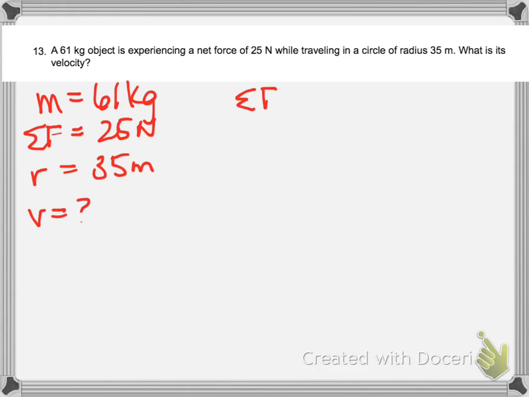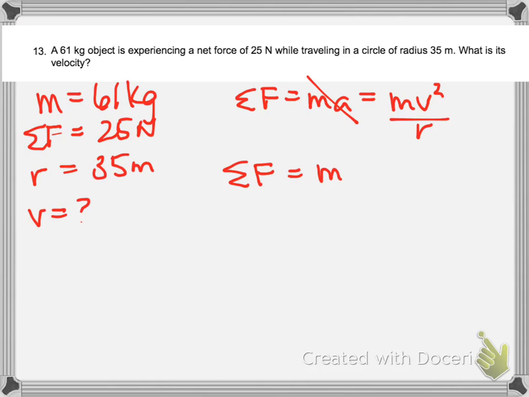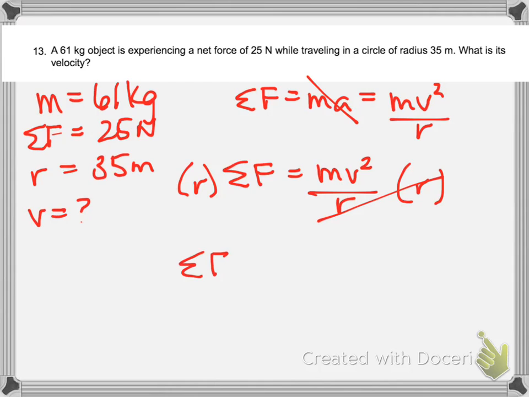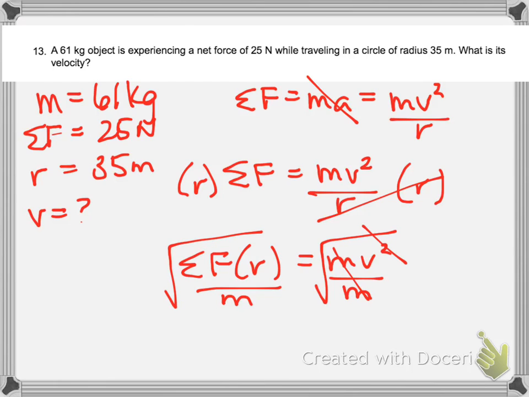Now we know that net force equals ma, and that is equal to mv squared over r. So we can cancel out this middle and have the net force equal to mv squared over r. And we need to solve for our velocity. So first we can multiply both sides by r, and it will cancel out from the right. So we'll have our net force multiplied by r equals mv squared. We will then need to divide by m on both sides, and then we can also square root both sides and get rid of the square.